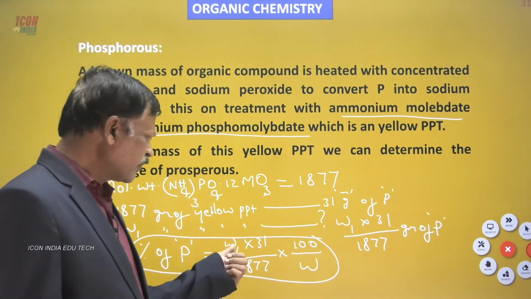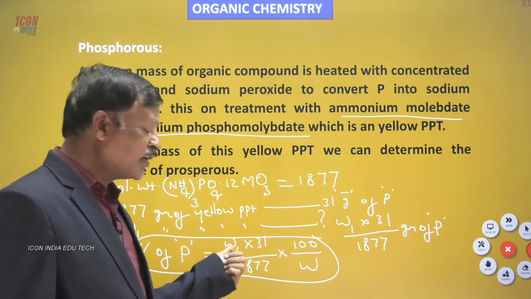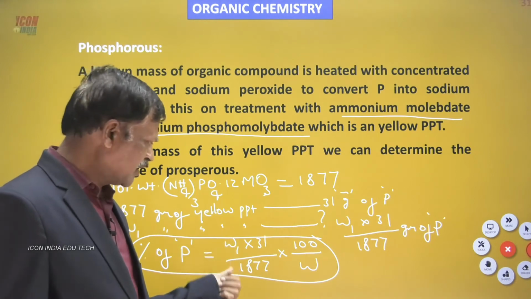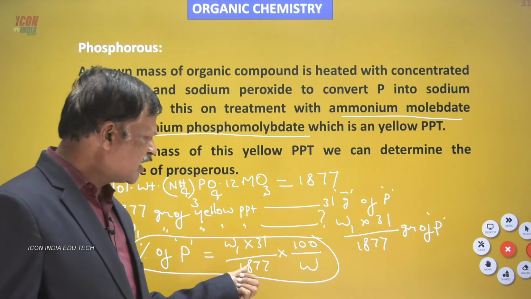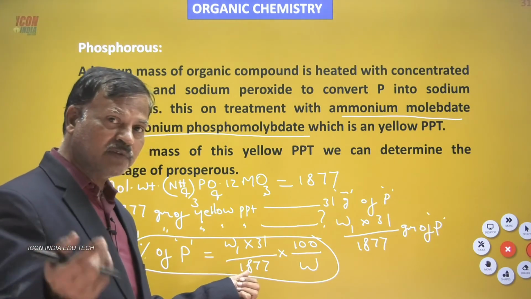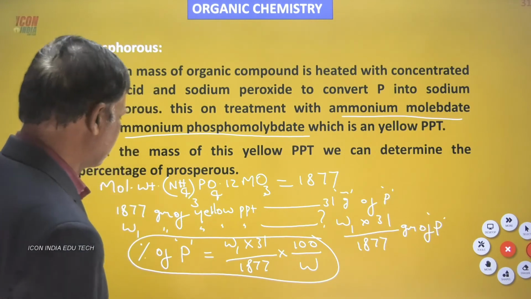So, here what is W1? It is the mass of the ammonium phosphomolybdate obtained in the experiment. W is the mass of organic compound given. 1877 is the molecular weight of ammonium phosphomolybdate. 31 is the atomic mass of phosphorus. Okay.